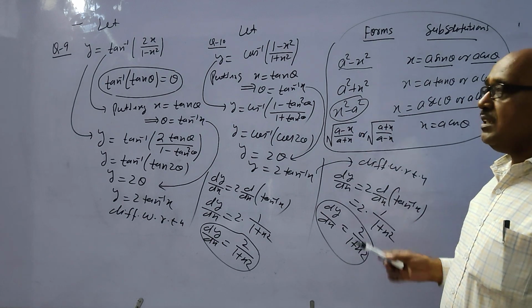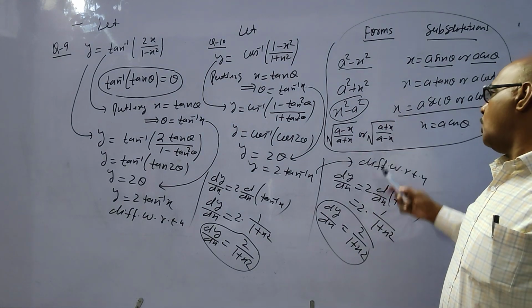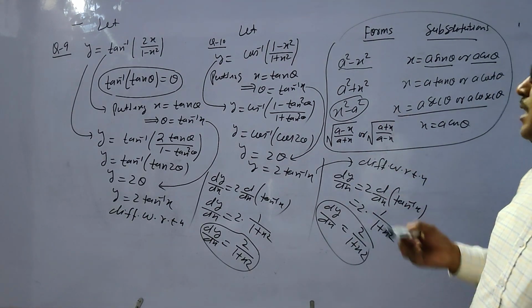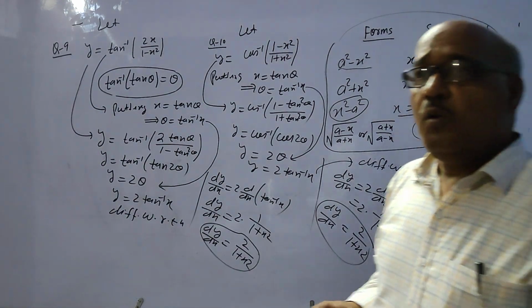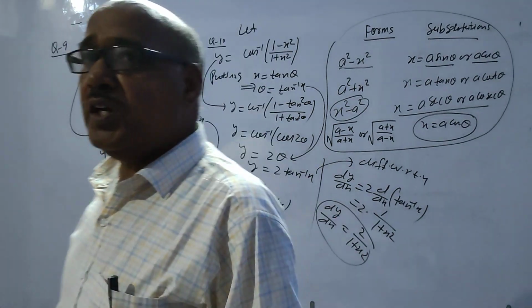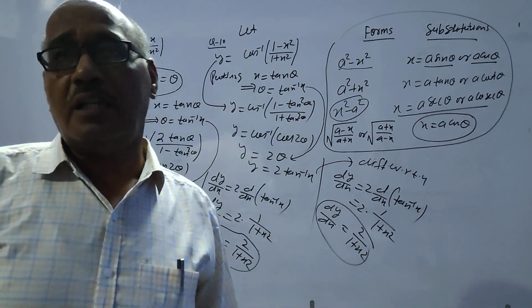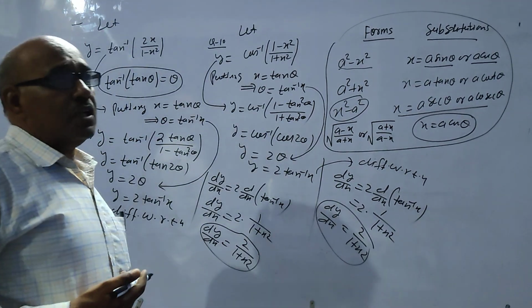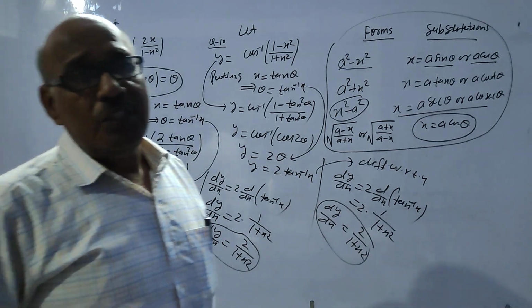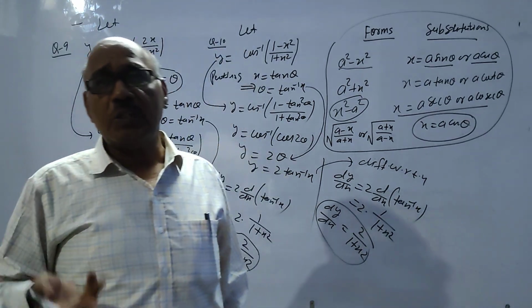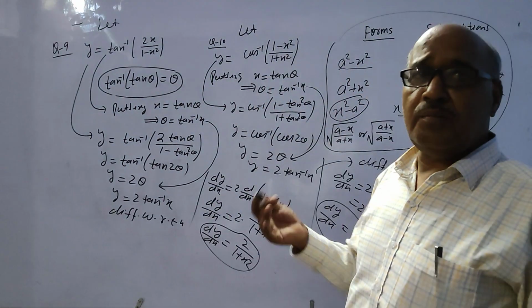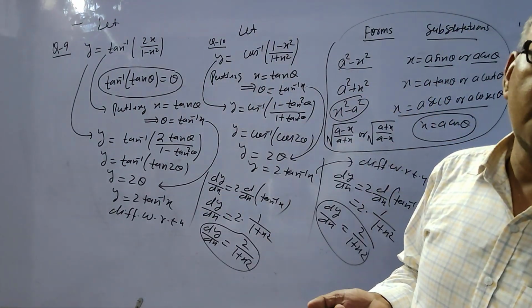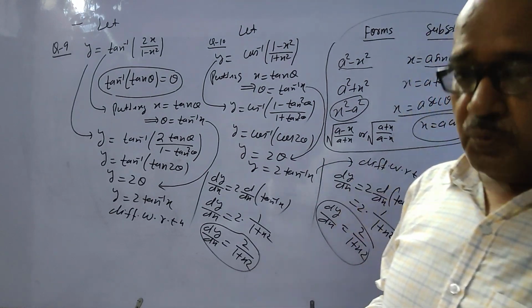Now for under root a minus x upon a plus x, or its reciprocal, under root a plus x upon a minus x, we are going to substitute x is equal to a cos theta. Now which trigonometrical ratio can always cancel 1? That is cos. Cos is the only trigonometrical ratio which can cancel 1, because it has many forms: cos 2 theta is equal to 2 cos square theta minus 1, that is 1 minus 2 sin square theta, and that is 1 minus tan square theta upon 1 plus tan square theta.